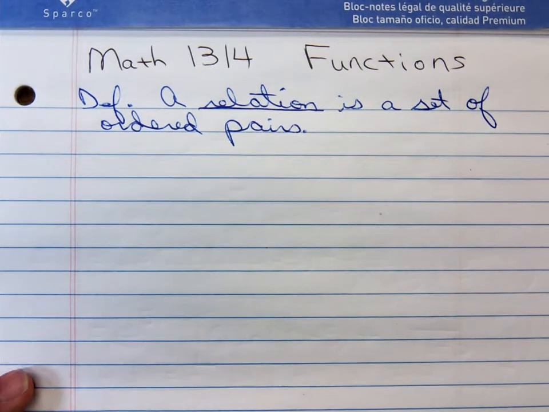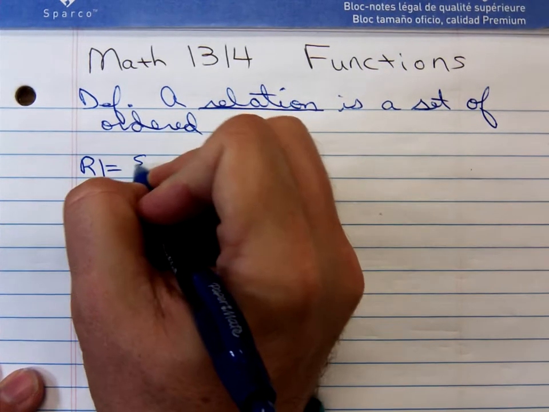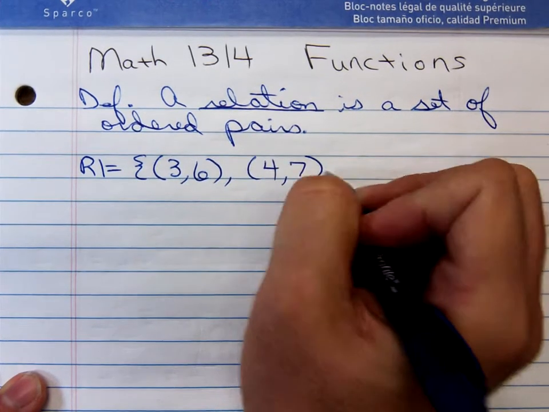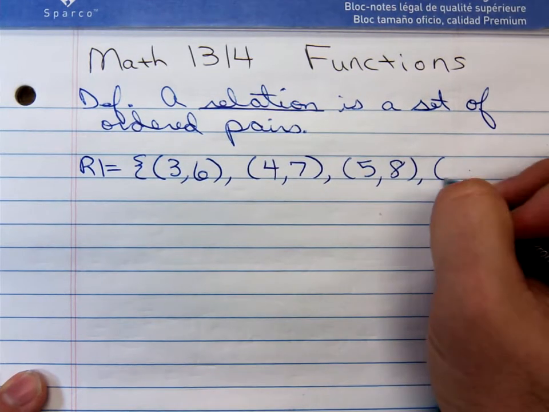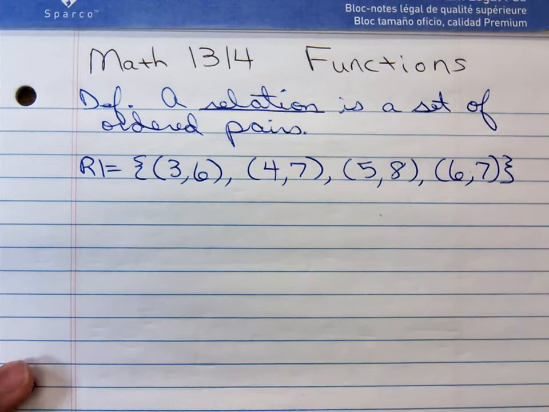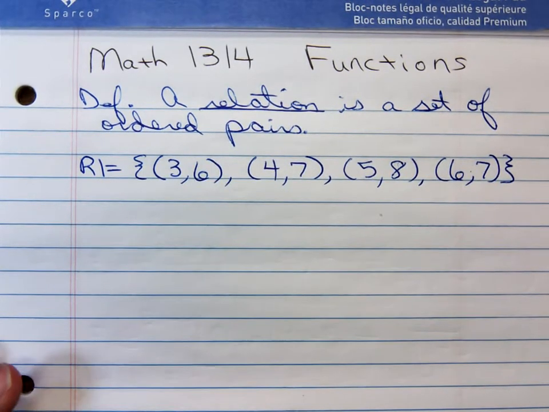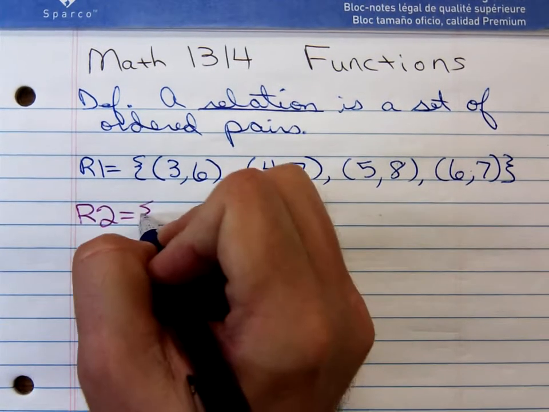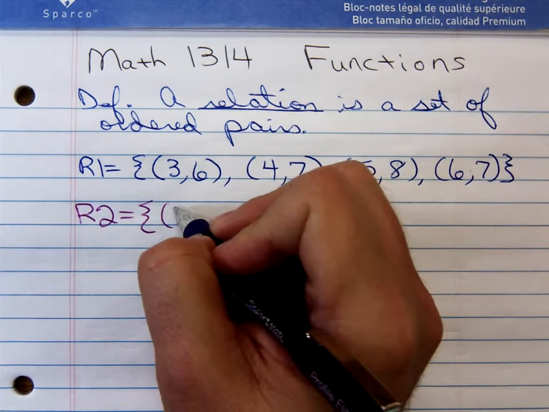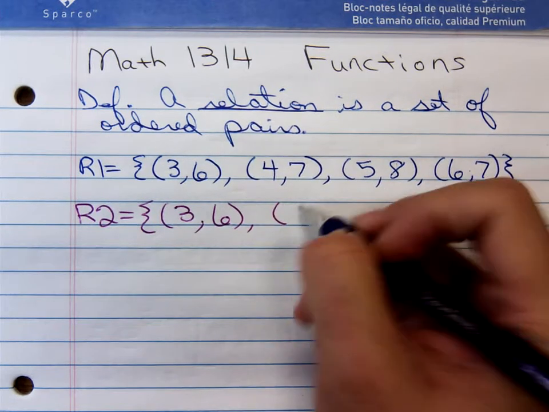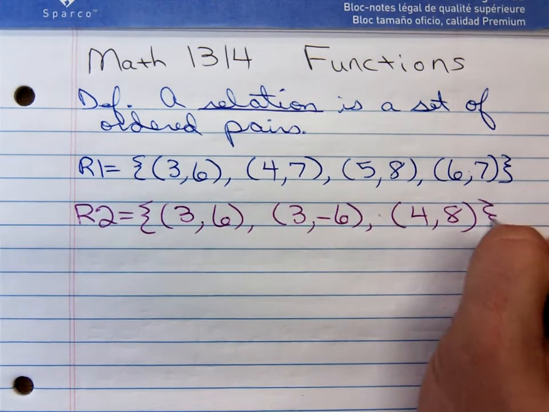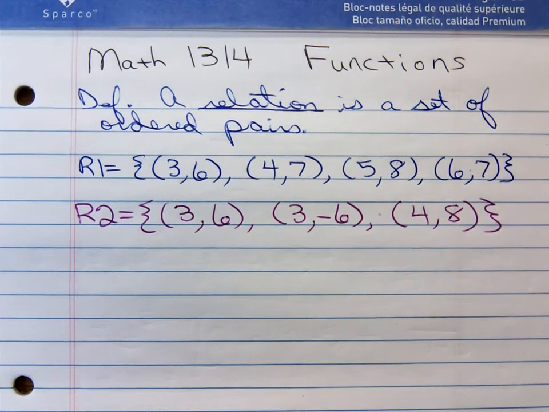And here's an example of a relation. I'm going to name it R1. There's an example of a relation. Any set of ordered pairs. In this case, there's four ordered pairs. Or here's another relation. I'll name it R2. That second relation only has three ordered pairs.